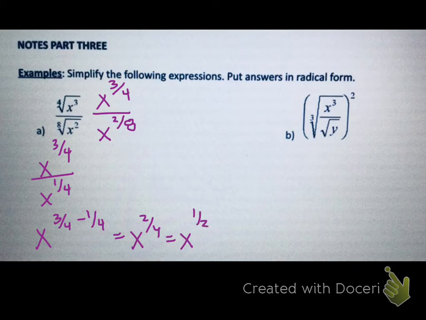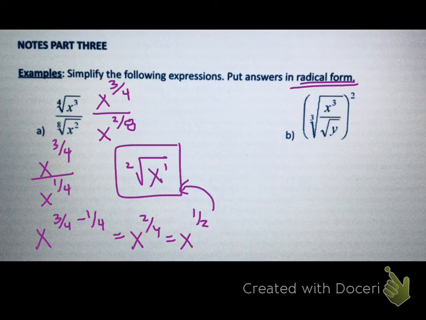the 1/2 power. Now, because the directions say write your answer in radical form, I will convert it back to radical form. There's a 2 there and a 1 there. So the square root of x is the same thing as saying x to the 1/2 power. If you didn't have common denominators at this step, again, you would need to get common denominators. So that will happen in your practice problems where you will need to get common denominators first.